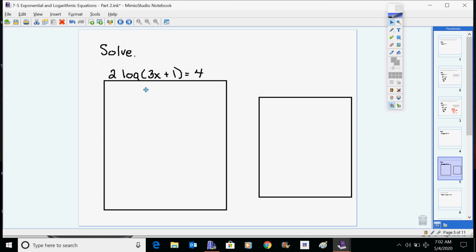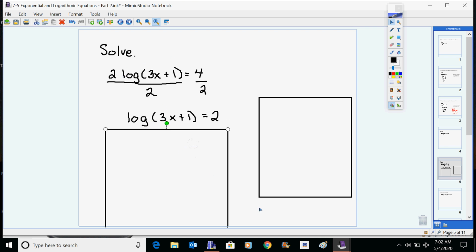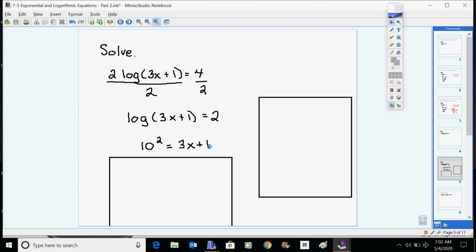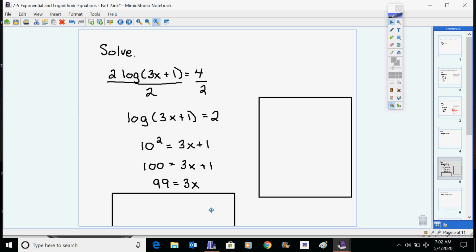I'm trying to solve for x, so I can first of all divide both sides by 2. Because to get rid of this one, I wouldn't want to bring this up as an exponent. That's just not going to be helpful because I can break this down more easily just by getting the logarithm by itself. Then we can take 10 to the second power equals 3x plus 1. 10 squared is 100. Doing your calculation, subtracting 1, dividing by 3, we have that answer.